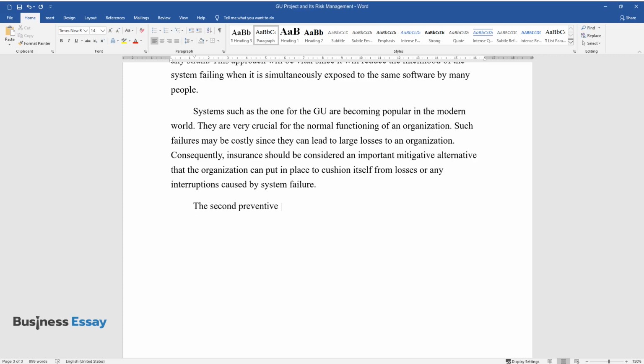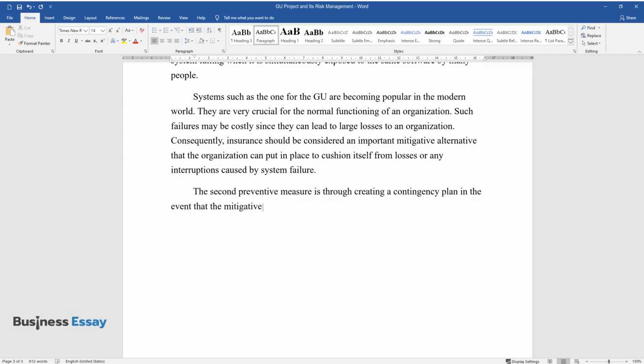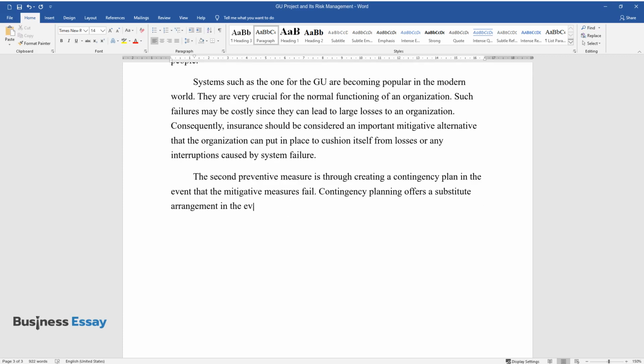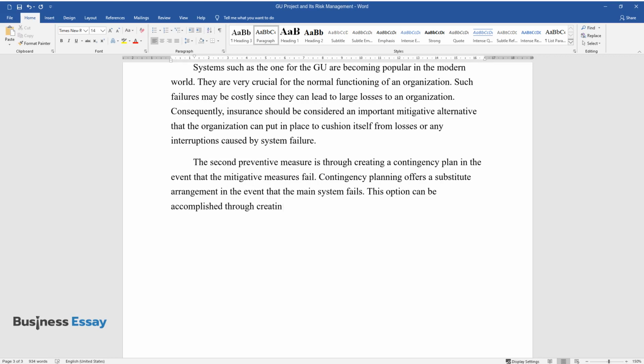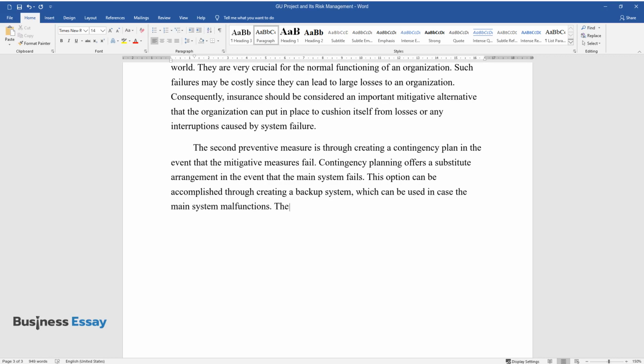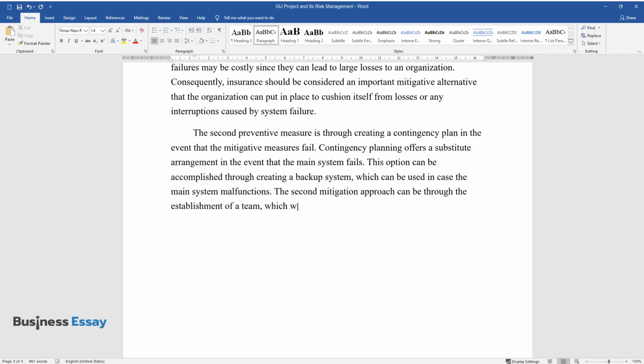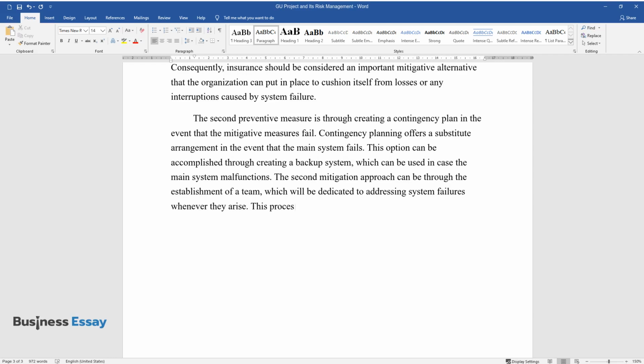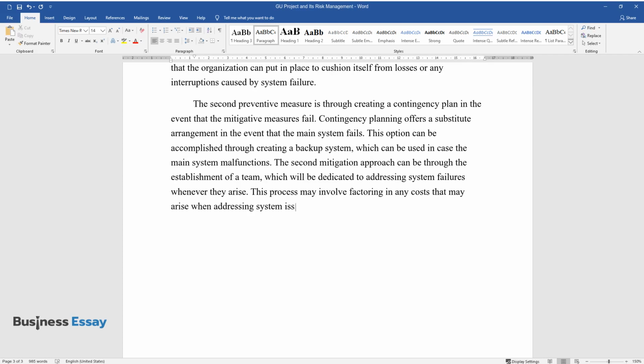The second preventive measure is through creating a contingency plan in the event that the mitigative measures fail. Contingency planning offers a substitute arrangement in the event that the main system fails. This option can be accomplished through creating a backup system, which can be used in case the main system malfunctions. The second mitigation approach can be through the establishment of a team, which will be dedicated to addressing system failures whenever they arise. This process may involve factoring in any costs that may arise when addressing system issues in the future.